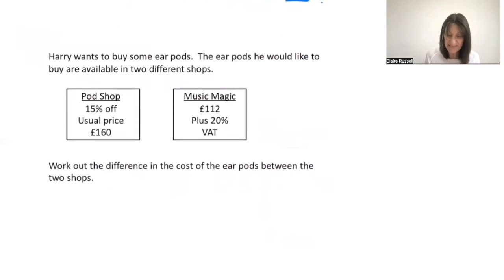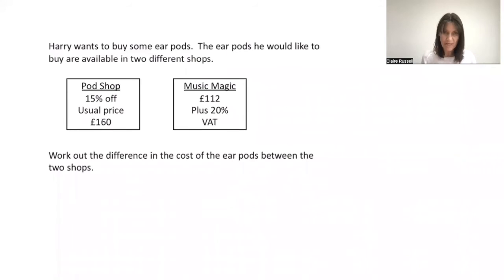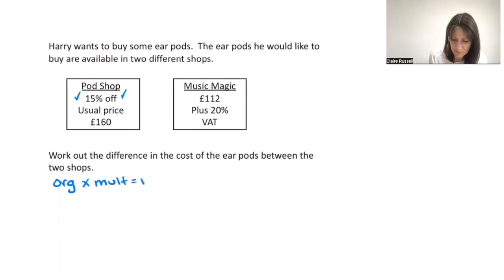There's our next one. This is a calculator question. So again, please do use them. Hit pause and press play when you're ready. Okay, so we need to basically work out the cost in each shop. So we'll look at Pod Shop first. We've got 15% off. So that's a percent and a tick here for the off. That's a decrease. So my 2-tick question is giving me original times multiplier equals result.